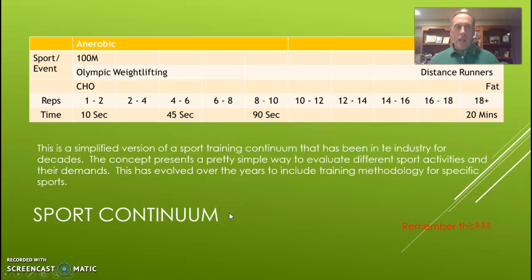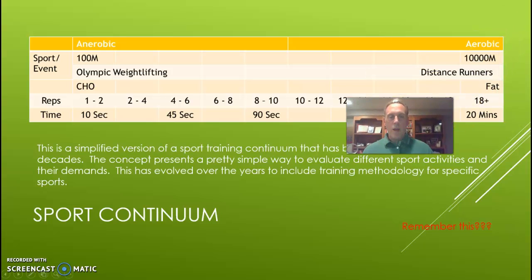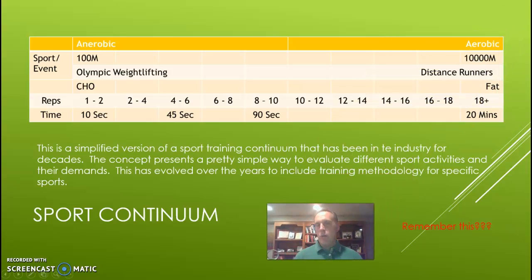And if we look at this a little bit further, and I know you have to remember this from earlier on in the term, I knew we would get back to it. I did some foreshadowing early on. We had anaerobic on one side, aerobic on the other, Olympic weightlifting on one side, distance runners on the other. One is predominantly an energy source of carbohydrates or glycogen. On the right-hand side, it's predominantly fat. And I talked about the couch spud versus the sprinter on TV, etc.